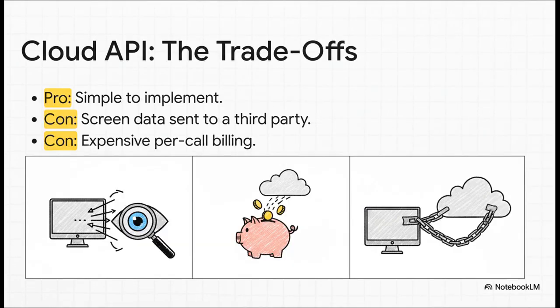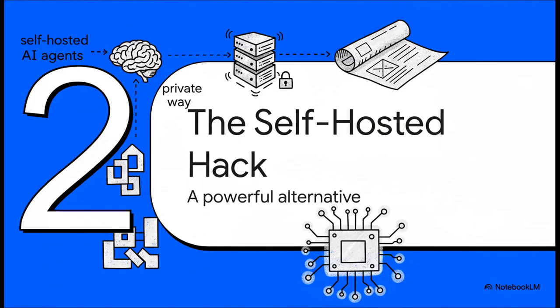But here's the catch, and it's a big one. You're constantly sending your screen data, whatever's on it, to a third party. This is a privacy nightmare, it's a potential GDPR violation waiting to happen, and it can get really, really expensive with that pay-per-call billing. Plus, you're now completely locked into their service. But what if there was a better way? A smarter, more private way to do all this?